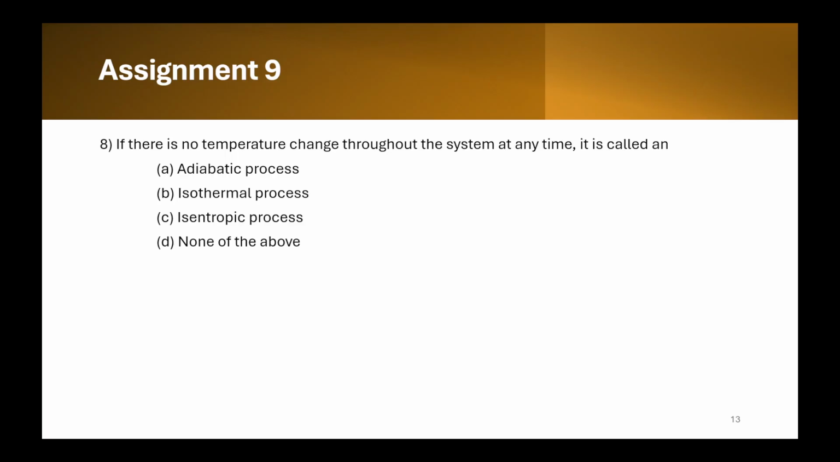Next question. If there is no temperature change throughout the system at any time, it is called an, what will be the correct answer here? If there is no temperature change throughout the system at any time, as we have discussed, it is an isothermal process.